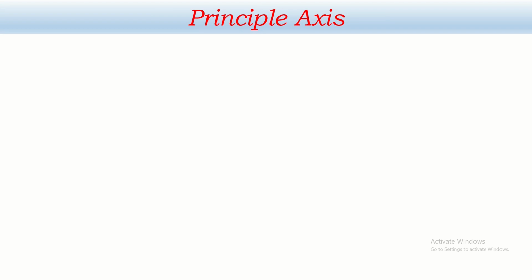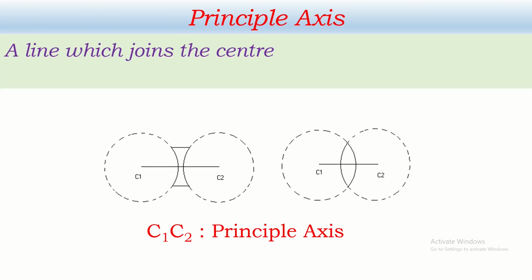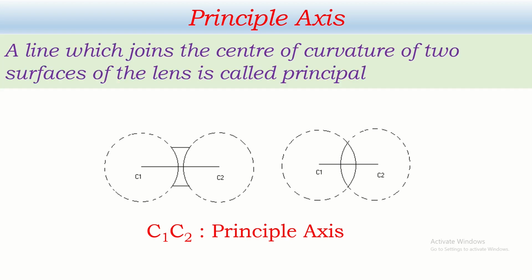Okay, let's go to another point, principal axis. Now again I want to show the same diagram. Looking at this diagram, it is very simple and clear that this line joins the center of curvature of two surfaces of the lens. This line also joins the center of curvature of two surfaces of the lens, which can be represented by C1, C2, and it can be defined this way: a line which joins the center of curvature of two surfaces of the lens is called the principal axis of the lens.